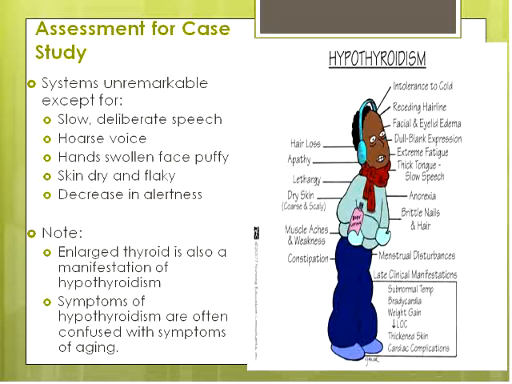Okay, assessment of your case study. Overall, your case study symptoms unremarkable except for slow, deliberate speech. This is the case study. Hoarse voice, hands swollen, face puffy, skin dry and flaky, decrease in alertness. So now let's look at the basic things that you need to look at with hypothyroidism.